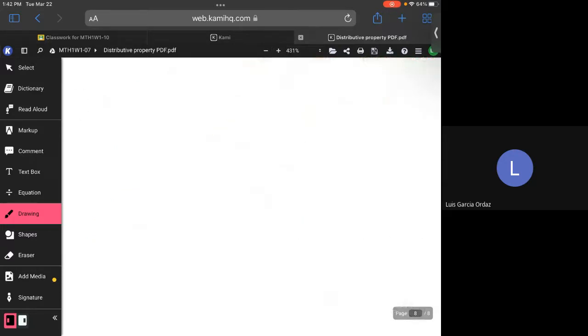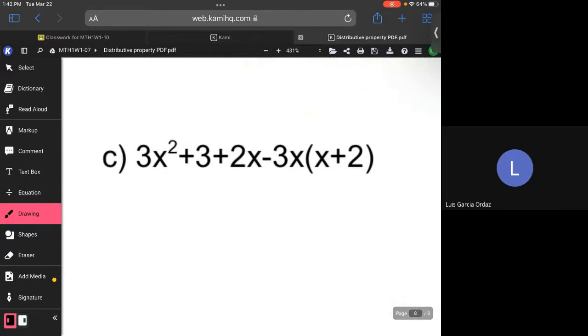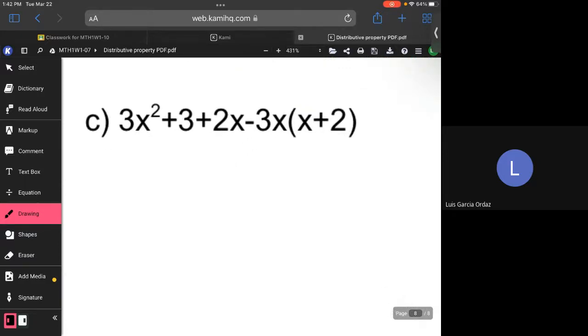So here we have 3x squared plus 3 plus 2x minus 3x times x plus 2. What am I distributing into my bracket in question C? Austin. Is it negative 3x? Yep, so this negative 3x is going to go into my bracket. So now with that said, you guys can try and figure this one out.